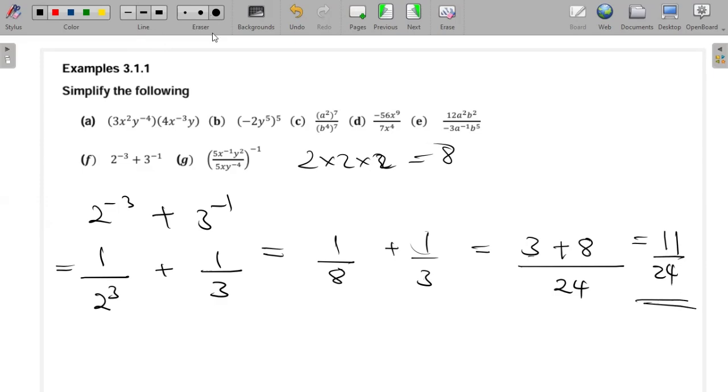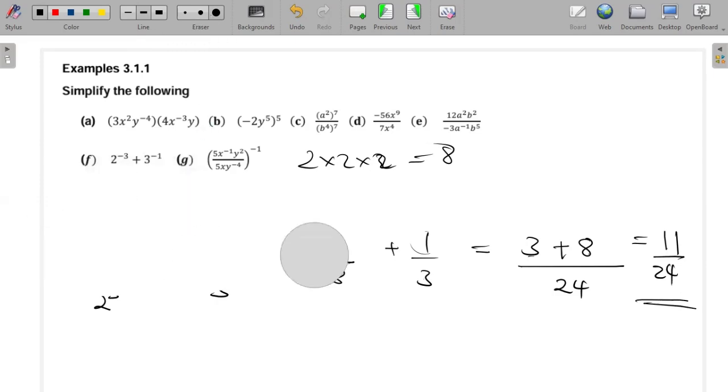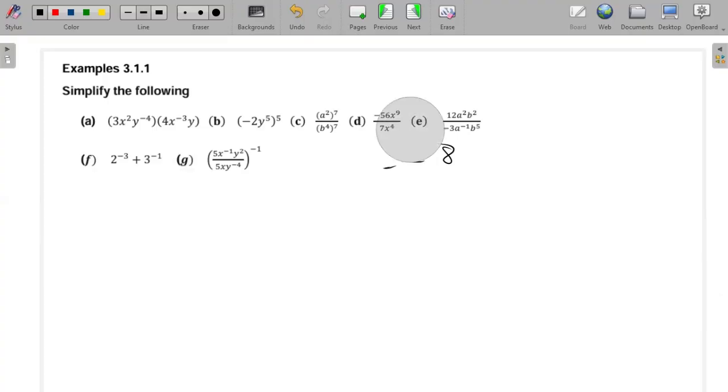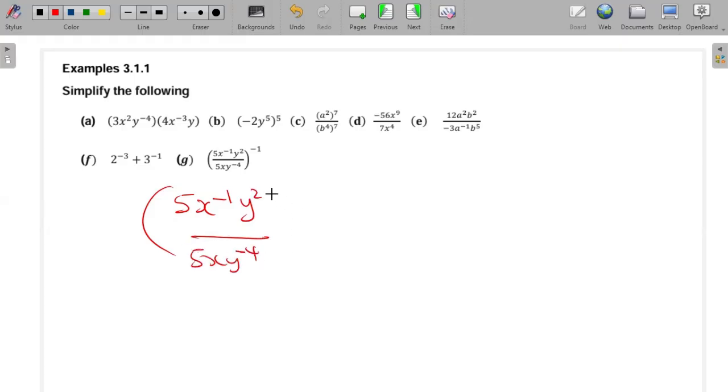All right, let's look at the last question here. So the last question, we have 5x to the negative 1, then you have y to the power 2 over 5x y to the negative 4, then to the negative 1. So what we do, we handle what's in the bracket first. So you see here, this 5 and this 5 can divide. Then I'm just left with what? With x, and the y that remain.